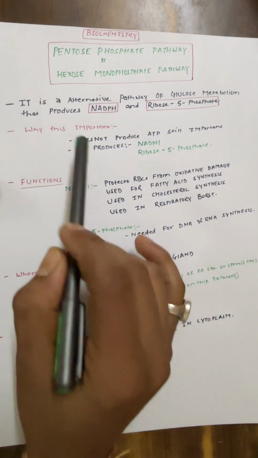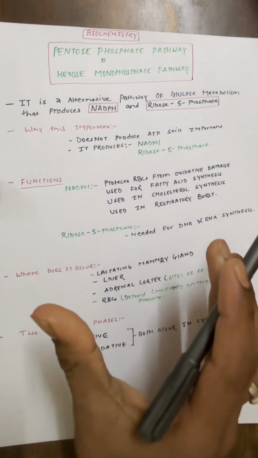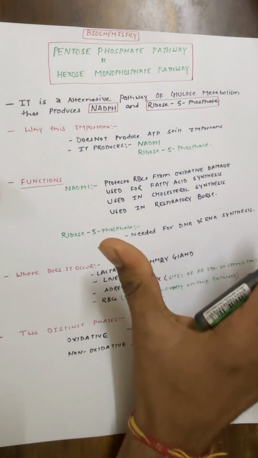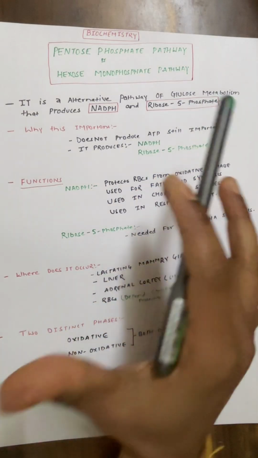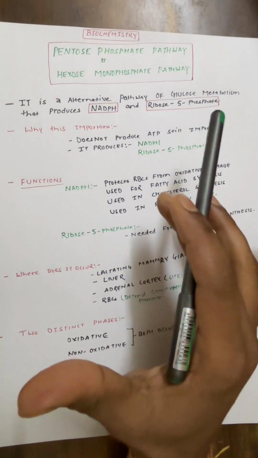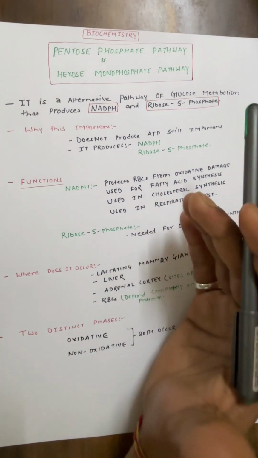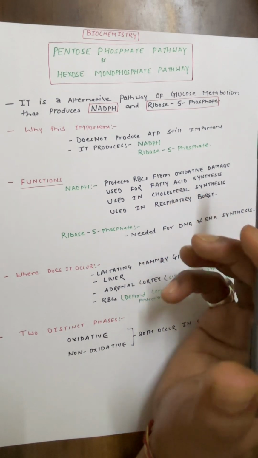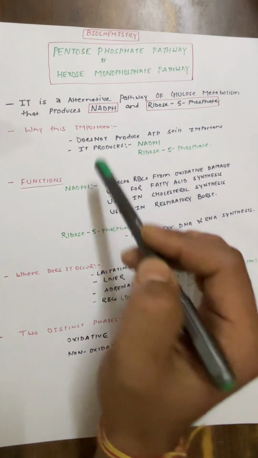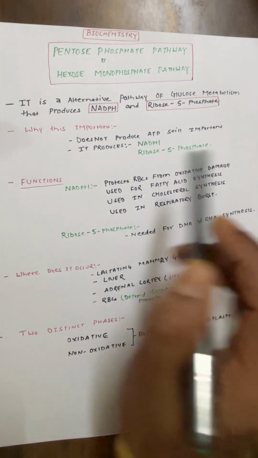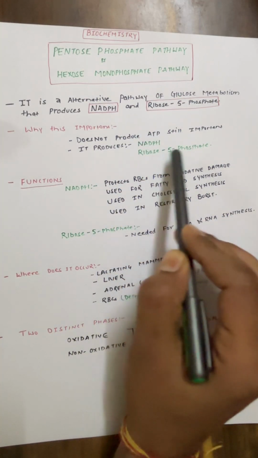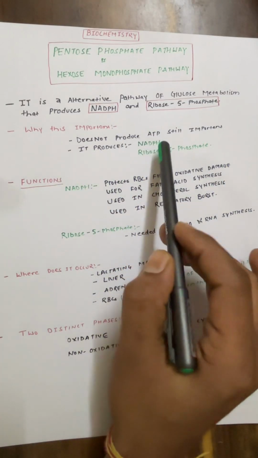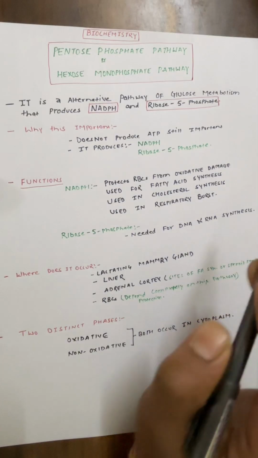Now, why is this HMP Shunt important? It doesn't produce ATP, still it is very important. In most pathways in biochemistry, we always try to know how much ATP is getting produced, because ATP is used in different metabolism of our body. But in this pathway we don't get ATP, still it is very important. Why? Because it produces NADPH and ribose 5-phosphate. Now we'll learn the function of NADPH and ribose 5-phosphate.